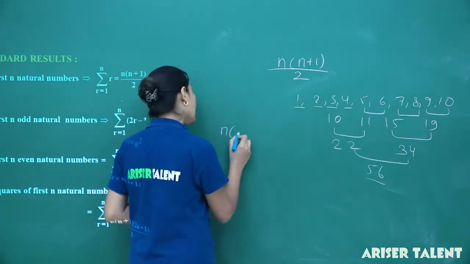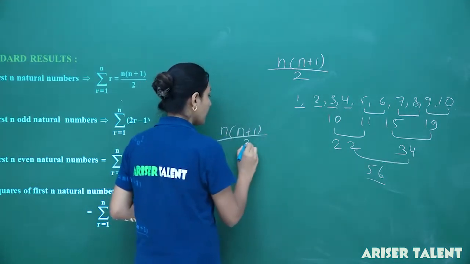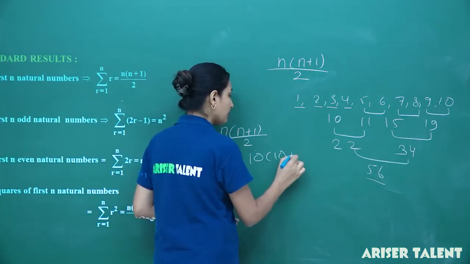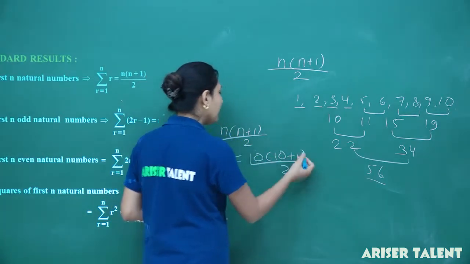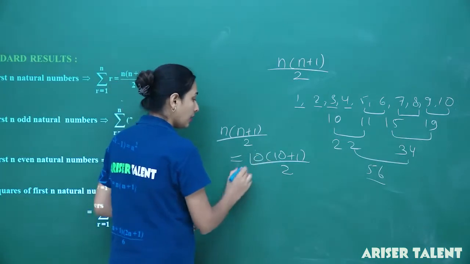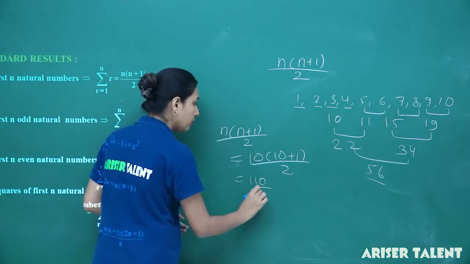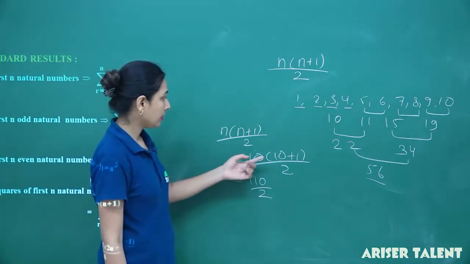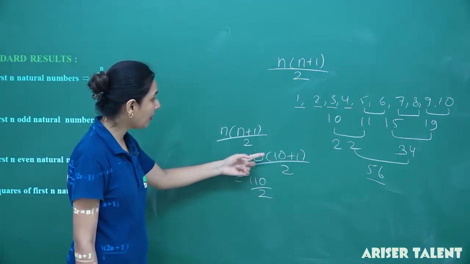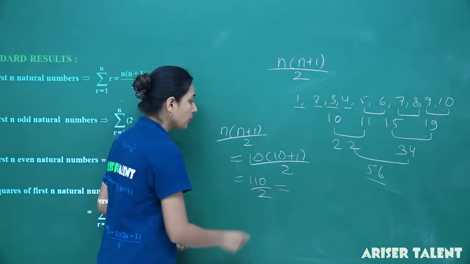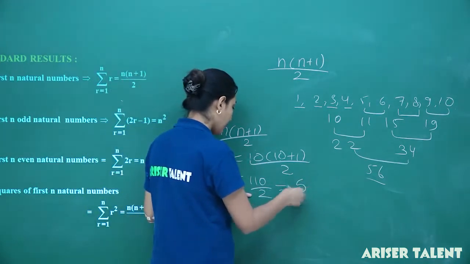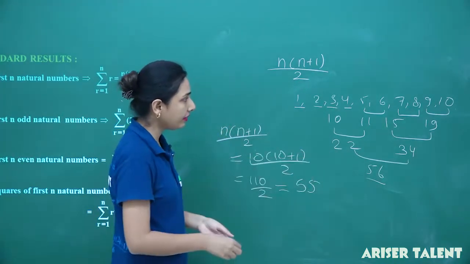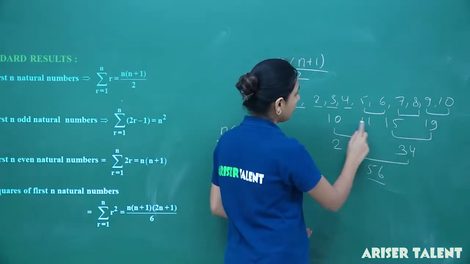Now what will you do? You simply apply n(n plus 1) by 2. By this formula, n equals 10, so 10 times 11, that is 110, by 2. So your answer will be 55.